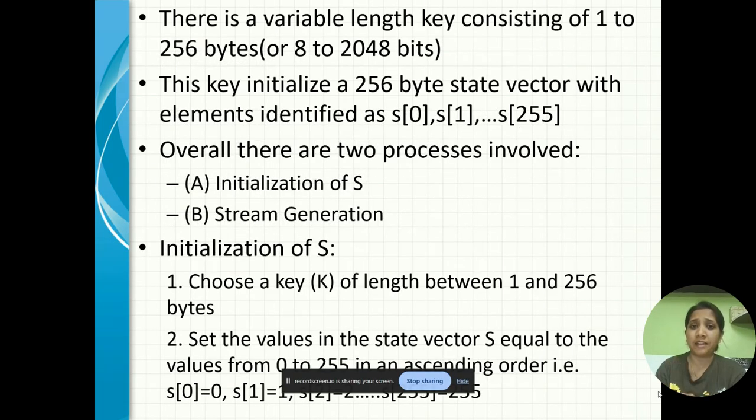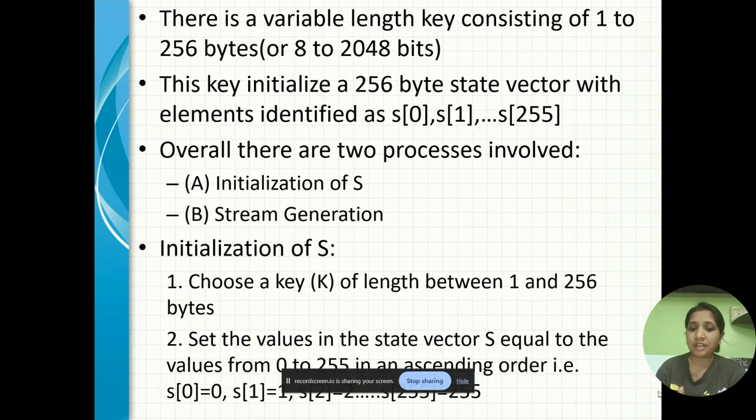There is a variable length key consisting of 1 to 256 bytes, or 8 to 2048 bits. This key initializes a 256-byte state vector with elements identified as S[0], S[1], up to S[255]. Overall, there are two processes involved: A, initialization of S, and B, stream generation. So, initialization of S: first, choose a key K of length 1 to 256 bytes.